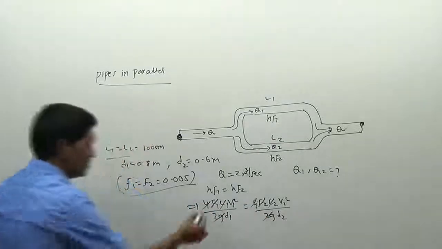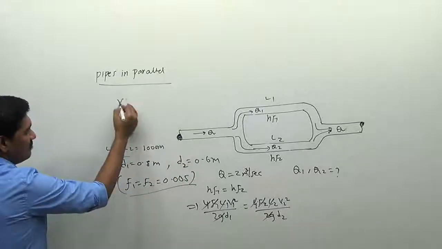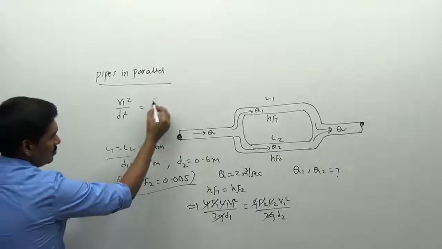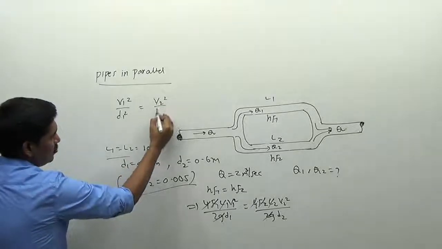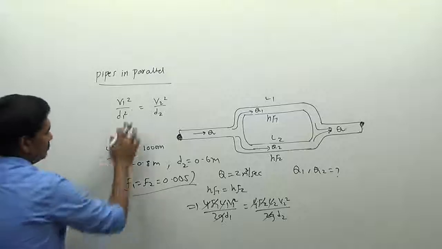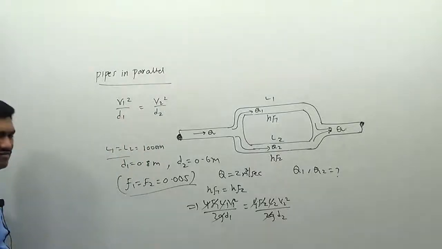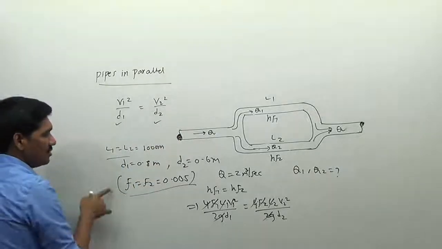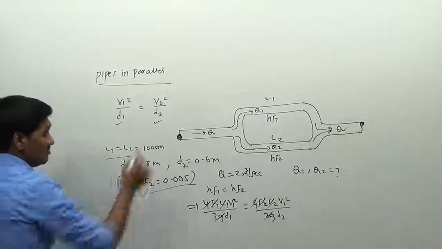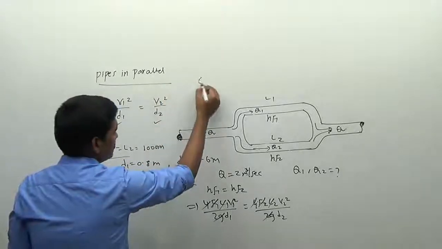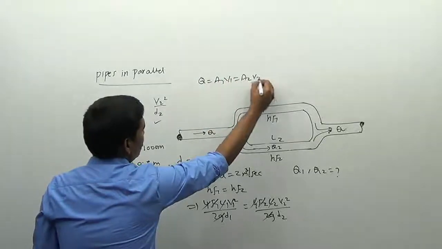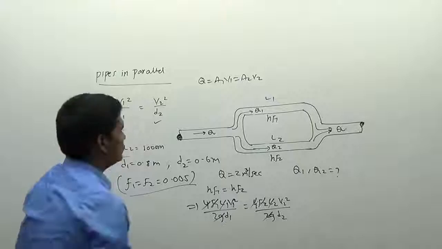So what is the relation we have here? We are left with only the relation V1 square by D1 is equal to V2 square by D2. We can form the relationship between V1, D1 and V2, D2 also. Diameters D1 and D2 are given. What about the velocity? Discharge is given. So discharge is equal to A1 V1 is equal to A2 into V2. Yes, we have a relationship here.